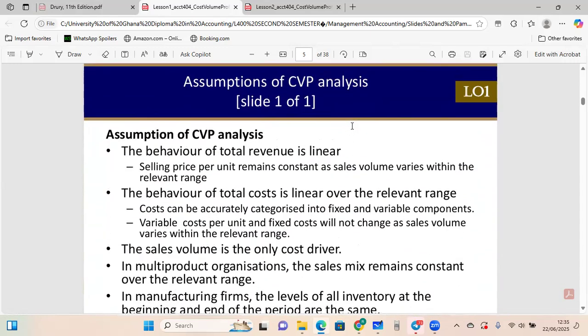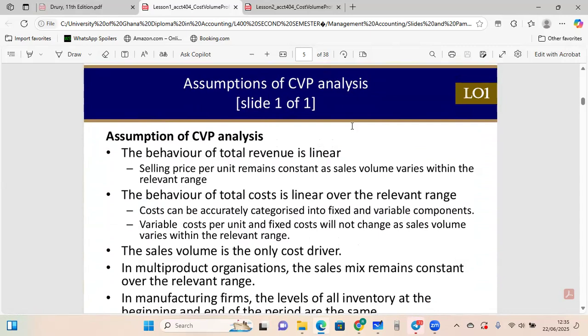So most often this part normally comes in exams, the assumptions of CVP analysis. So it is the same also as the limitations. So all the assumptions are also limitations. So in case you are being asked in exams, what are the limitations of CVP analysis? You can also put assumptions down and then explain it in such a way that it is a limitation.